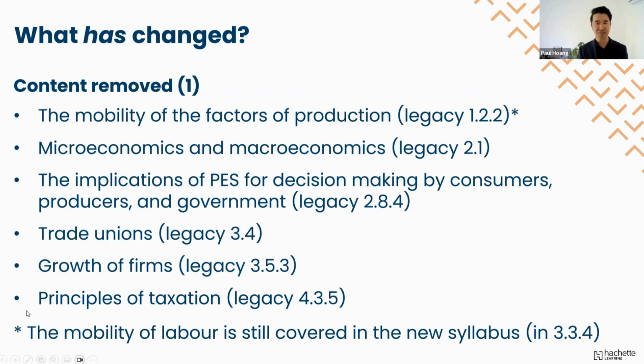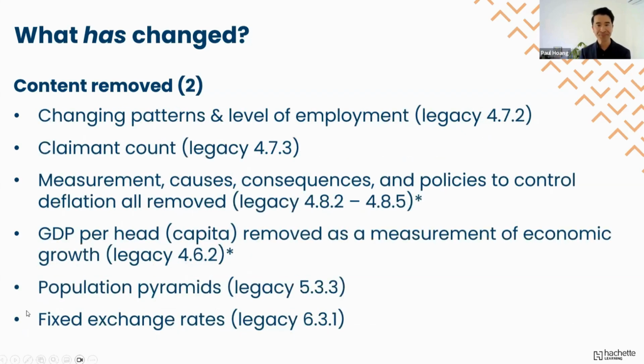We go to the next slide, more removals. So the first bullet point here, that's about the shift from primary to secondary to tertiary industry as an economy develops, or more women into the workforce, and the shift from public sector to private sector as an economy develops. That's been completely removed. So no need to teach that anymore. The claimant count for unemployment has been removed. So we're now only teaching the labour force survey method.